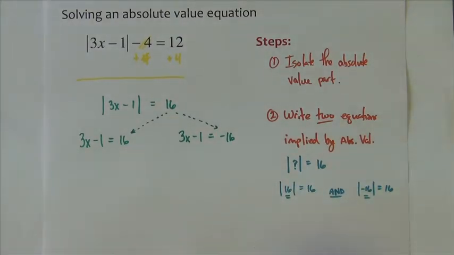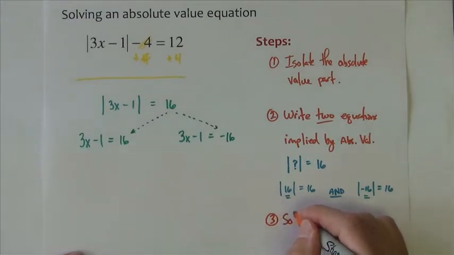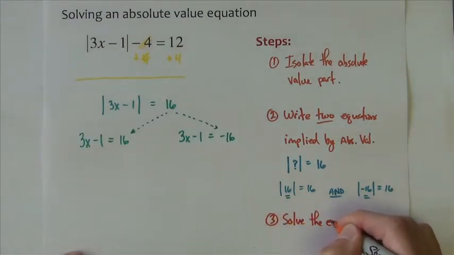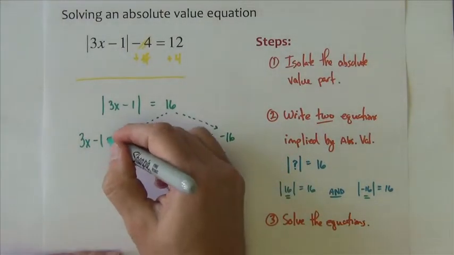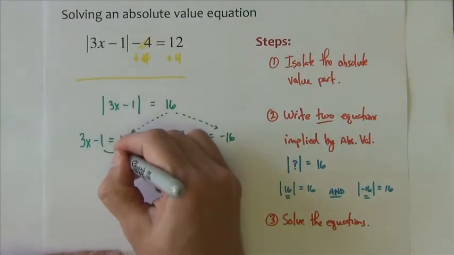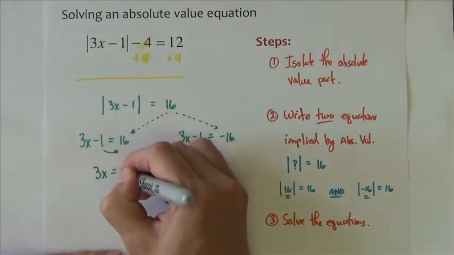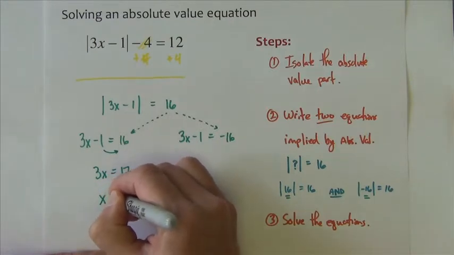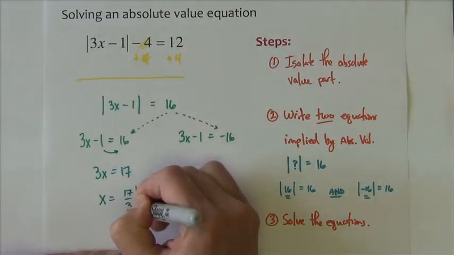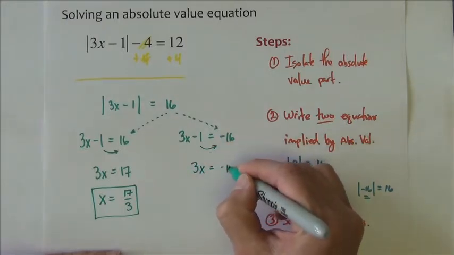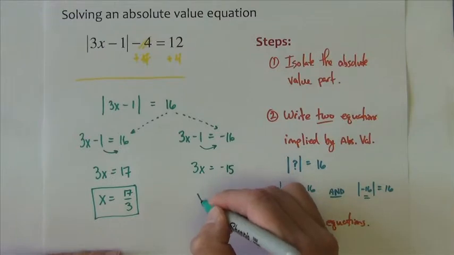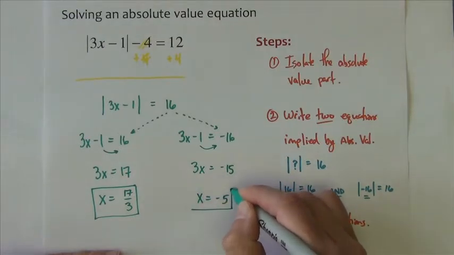Okay. Once we've done that, the last step is then just to solve the equations. Okay. So let's do that. I'm going to skip writing the steps. So this is going to be, I add this one over, so I get 3x equals 17, divide by 3, we get 17 thirds. Here I add the 1 over, so we get 3x equals negative 15, divide by 3, we get x equals negative 5.